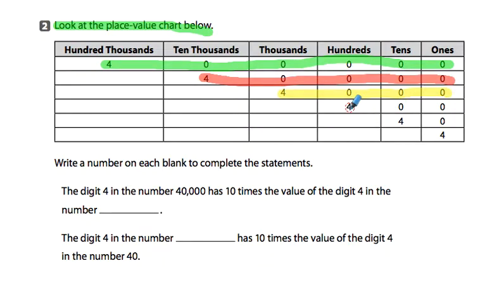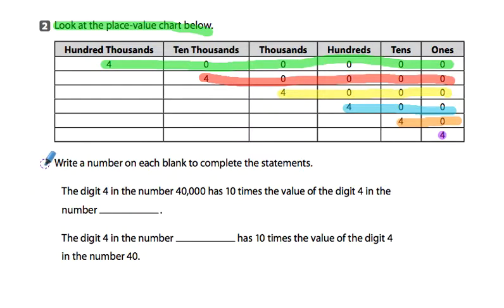There is a 4 in the hundreds place. When you have a 4 in the hundreds place, it has a value of 400. There is a 4 in the tens place. When you have a 4 in the tens place, it's worth 40. And a 4 in the ones place. That has a value of 4. All right, so we looked at our place value chart.